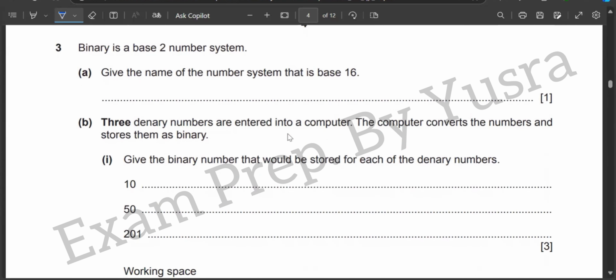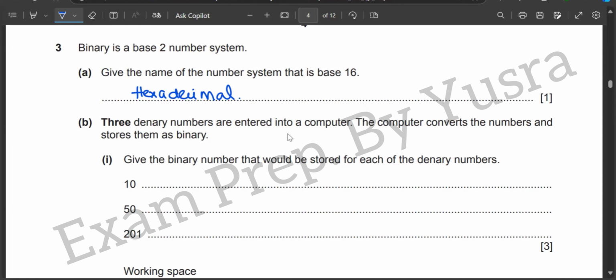Question 3 says binary is a base 2 number system. Give the name of the number system that is base 16. Base 16 number system is called hexadecimal. Next it says 3 denary numbers are entered into a computer. The computer converts the numbers and stores them as binary. Give the binary number that would be stored for each of the denary numbers.